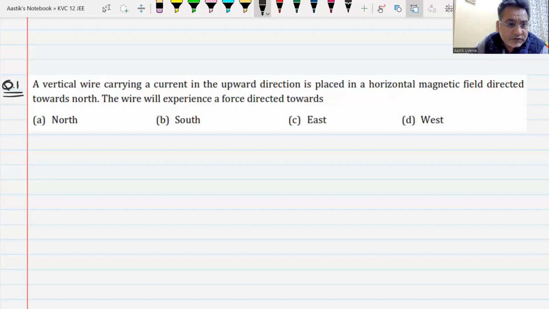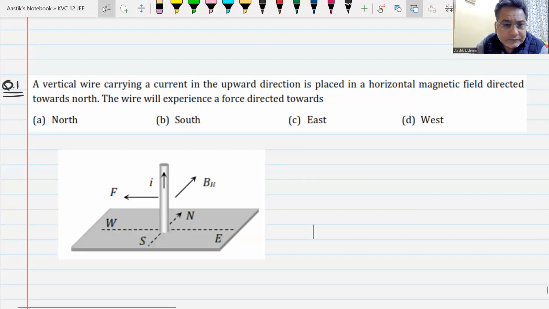So how are we supposed to do this? It is pretty simple. If I just show you this diagram, everything would be clear. Current is going up, magnetic field is here, dl cross B, and that is your force, which is going in the westward direction. Do we understand this? Yes or no? Yes.